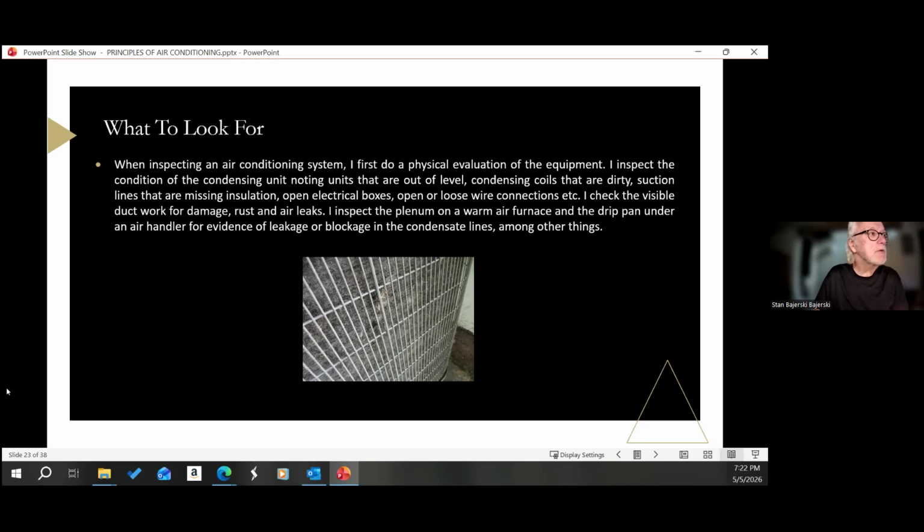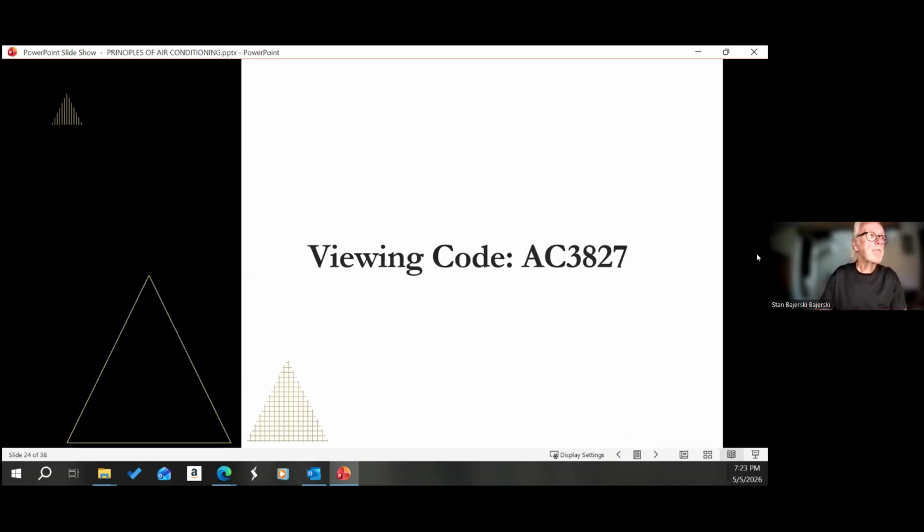I check the visible ductwork for damage when I get inside, rust and air leaks. I inspect the plenum on a warm air furnace and the drip pan under an air handler for evidence of leakage or blockage in the condensate lines, among other things. Most of that is pretty obvious.